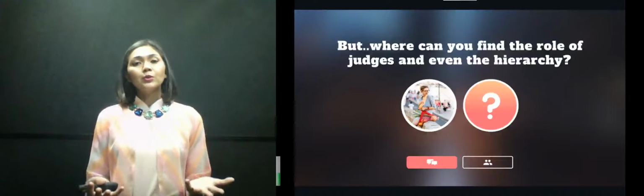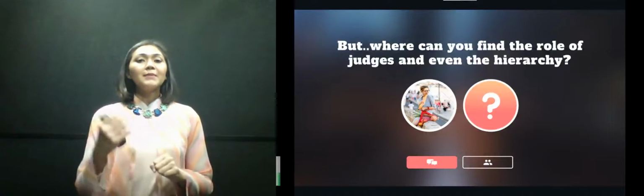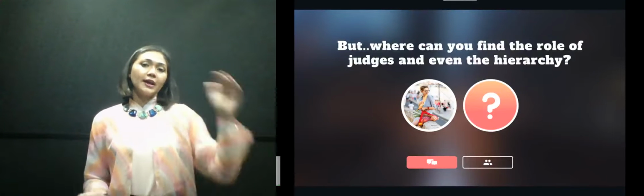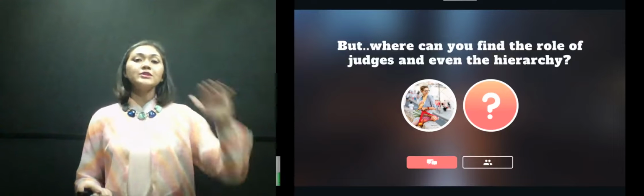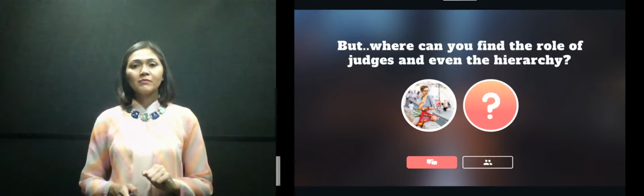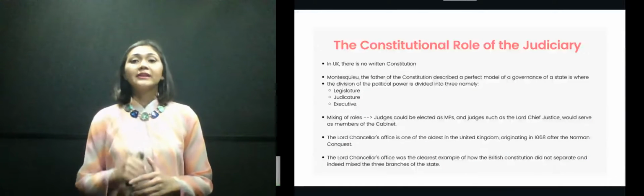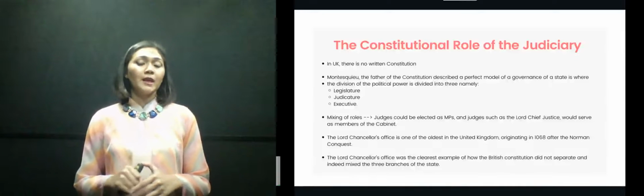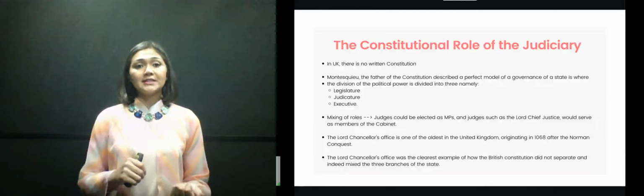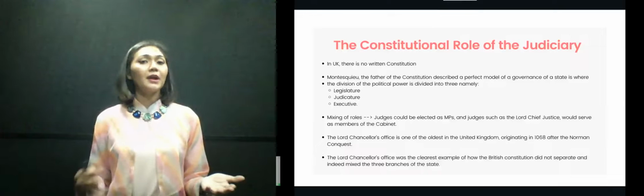So as you all know, the role of judges is to interpret the law and resolve disputes, but then let me ask you this question. Where can you find the role of judges, and in terms of the hierarchy? Who sets the hierarchy? Where can you find this template? That's right, you guessed it, because in the UK, there is no written constitution. Because of its unwritten nature, you need to look at common law cases. Even academicians have written about it, so many people have talked about it.